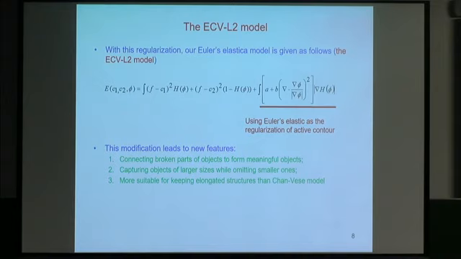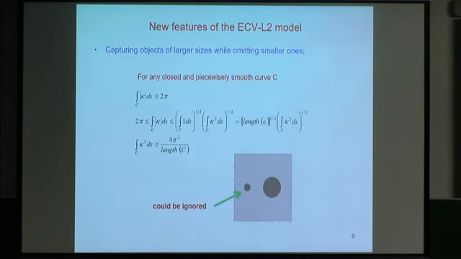In the following, we would like to quickly talk about why we have these interesting features. The most important one is capturing objects of larger size while omitting small ones, which is based on the Euler elastica. Why is that? For any closed, piecewise smooth curve C, where k means the curvature, if we take the absolute value and integrate, it should always be greater than or equal to 2 pi.